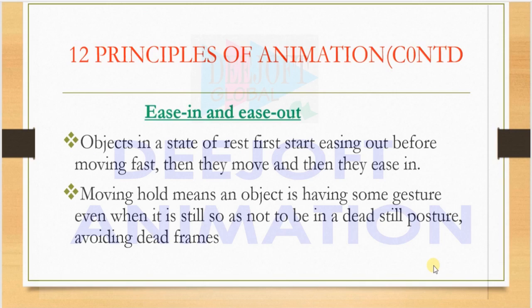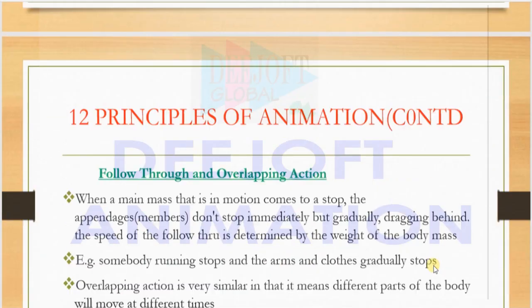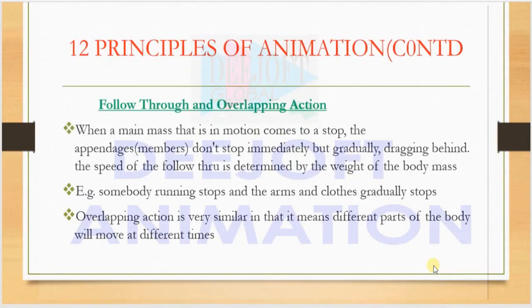Follow through and overlapping action. When a main mass that is in motion comes to a stop, the appendages don't stop immediately but gradually drag behind it. The speed of the follow through is determined by the weight of the body mass. For example, somebody running stops and the arms and the clothes gradually stop. Somebody rolling, it's not possible for the person to stop immediately. There must be a gradual step for the person to stop.